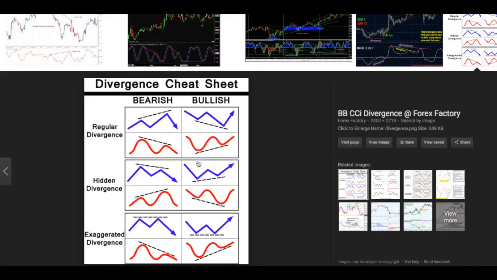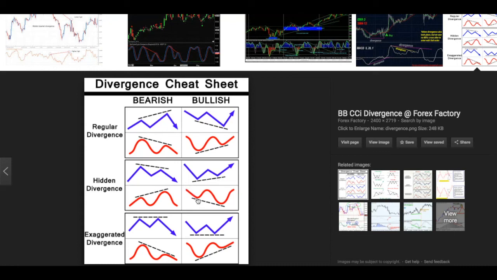And here is a picture of a divergence cheat sheet that I just pulled up from Google, and this basically walks you through all the different kinds of divergences. And I primarily rely on the regular divergence and the exaggerated divergence, just because they are much easier to spot. However, I did notice this hidden divergence. Here we have the bearish divergences, and over here we have the bullish divergences. We are looking at this one right here in the middle. So our price came down, we had our low, we had a high, we had a higher low.